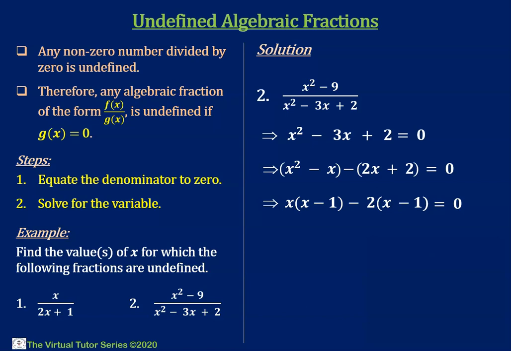At this point, we put the factors in brackets and set them against the common terms in the brackets. So we have bracket x minus 2, bracket closed, as against bracket x minus 1, bracket closed, is equal to 0.